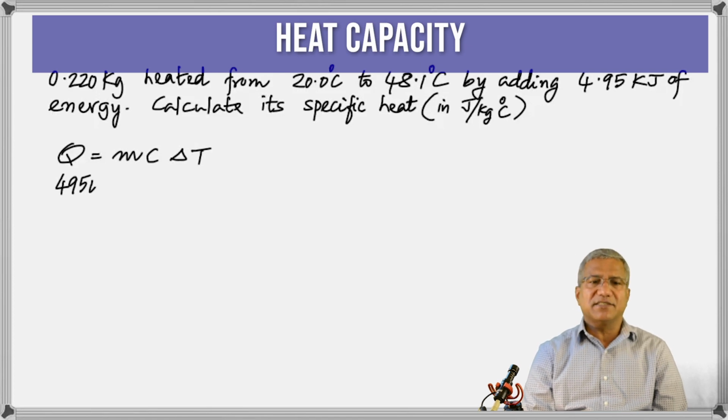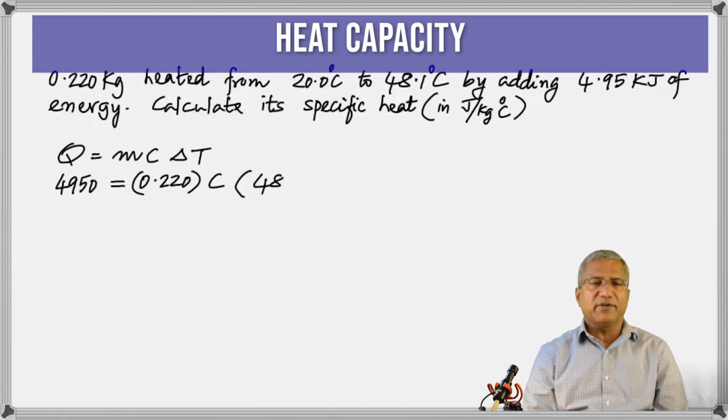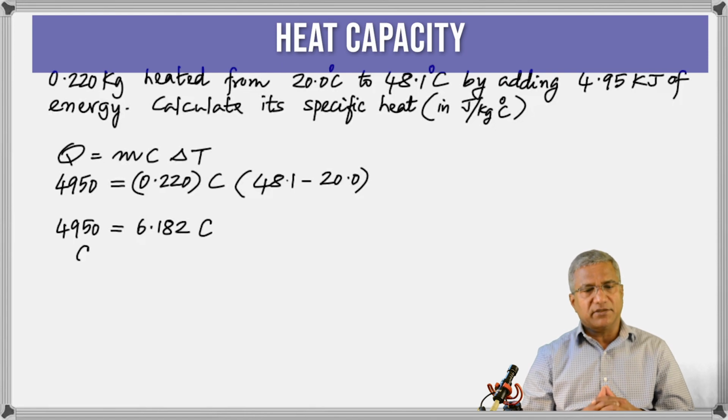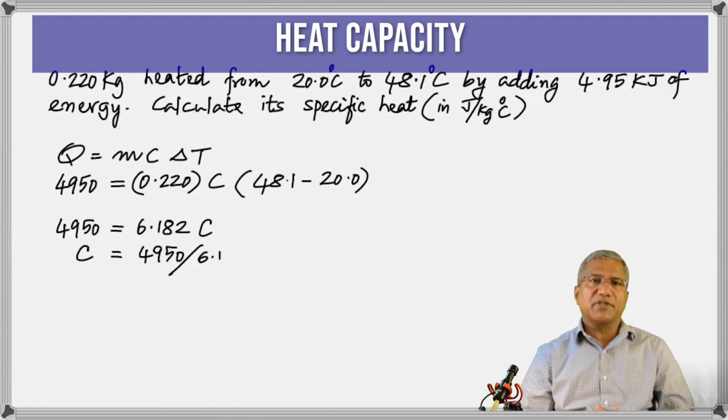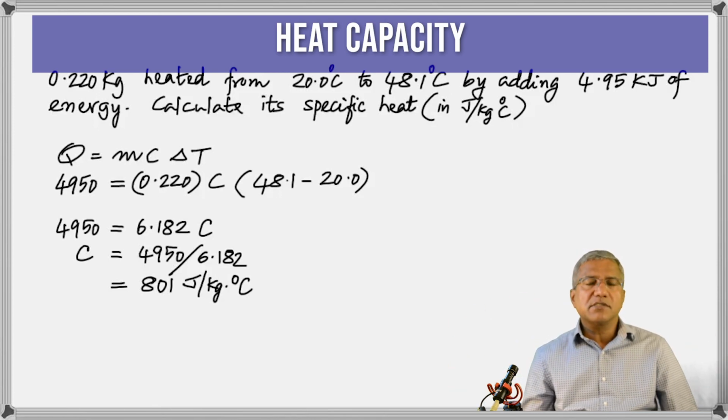Q is m c delta T. Remember, change the kilojoules into joules. Got 4,950. Mass is 0.220. C is what you got to find. C is the symbol for specific heat capacity, right? And there it is. You will get the specific heat capacity coming up. When you divide, you get 801 joules per kilogram Celsius. That's how you do it.